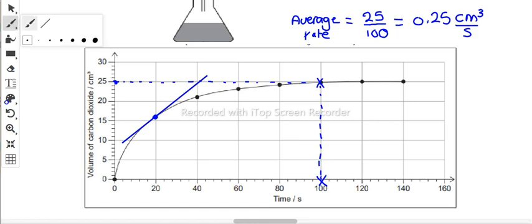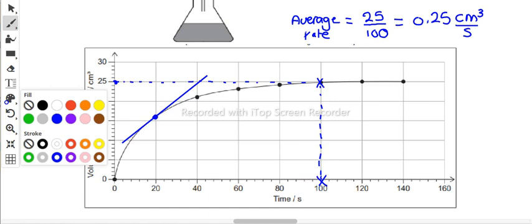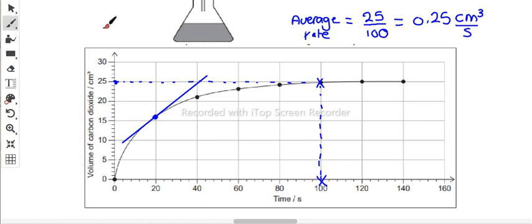Now, after drawing the tangent, you need to take 2 points and read their values, and then you need to determine the rate of chemical reaction. So according to my tangent, I can take 2 numbers. The first number here is 40 and it is 25. So this is my first number. The second one, I will take it as far as possible from my first mark.